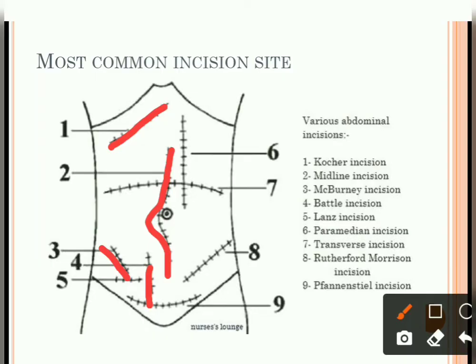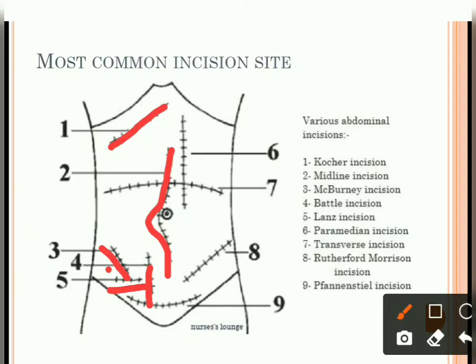Fifth, we have our Lanz incision, also known as the Rockey-Davis. Your Lanz incision is similar to your gridiron incision and is useful for open appendectomies. It is made at McBurney's point with the same anatomical layers as well as the blood supply. However, your Lanz incision is a horizontal incision while the gridiron incision is at an oblique angle.